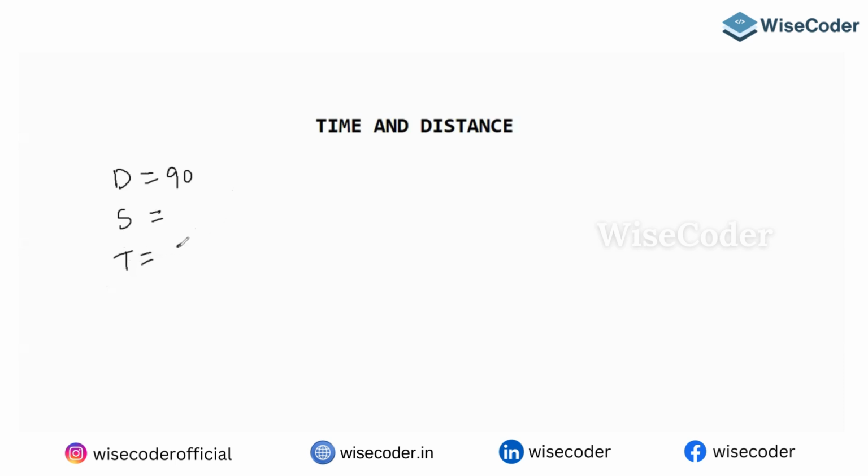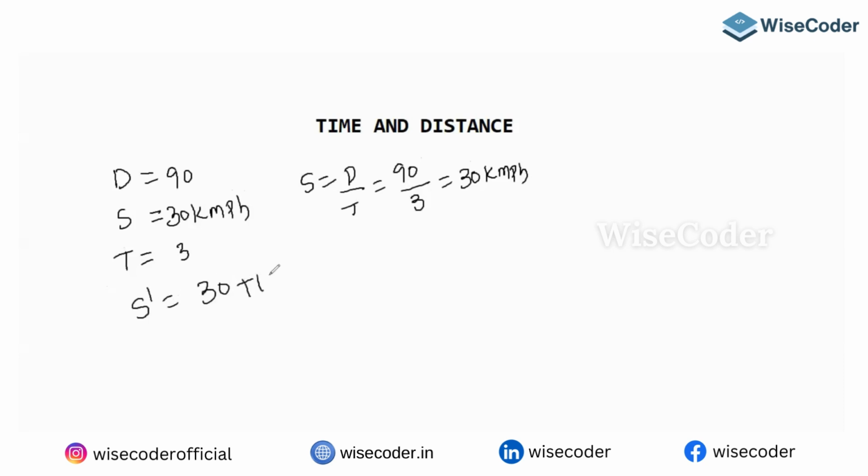When the time is 3 hours, what is the speed formula? Distance by time. So that will give you 90 by 3, which is 30 kilometer per hour. So initially it's going with 30 kilometer per hour. What is the new speed now? The new speed is going to be 30 plus 15, so 45 kilometer per hour.